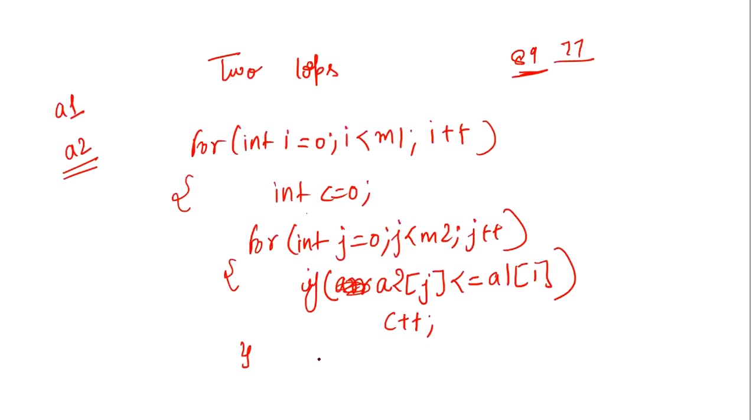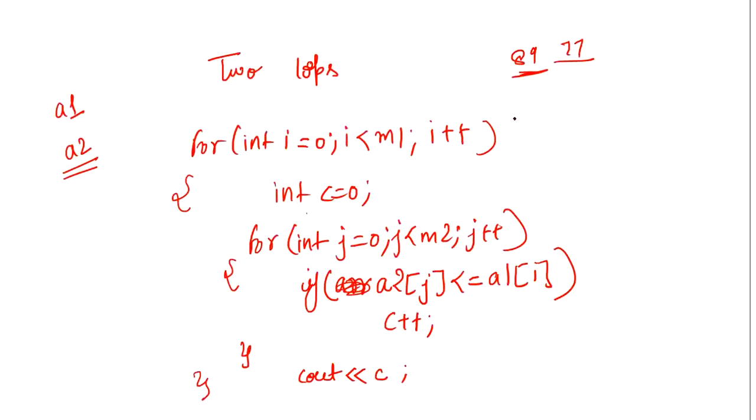After coming out of this inner loop, we will simply print the value of c. Okay, so this is how it is going to be, and this is how we are supposed to do this. Now you must have got the idea of how we are going to solve this problem. But there is one problem with that solution.